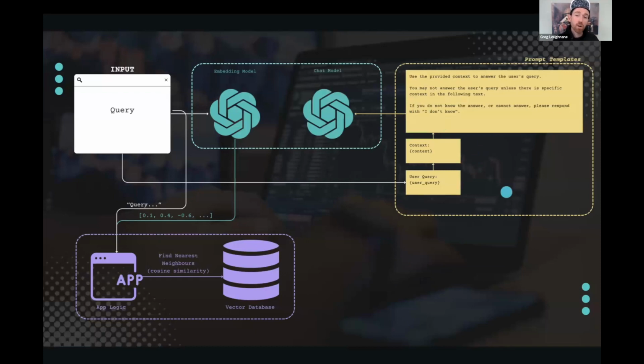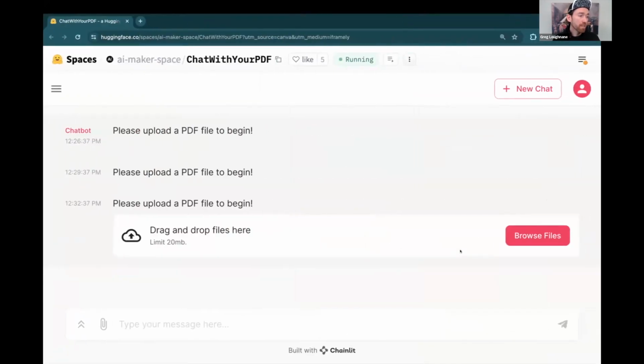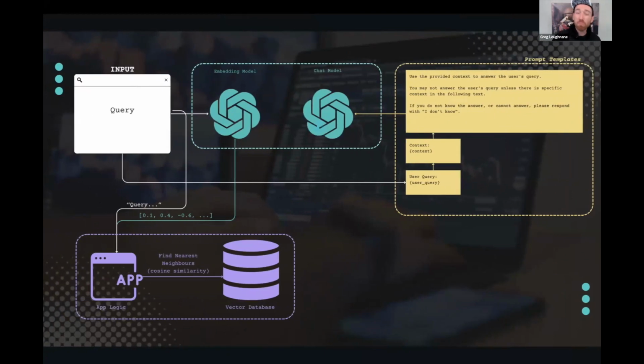So we've got our query, we go to find similar stuff. We're setting up now our prompt template. That's what we're going to talk about next. It might say something like, use the provided context to answer the user's query. You may not answer the user's query unless there is specific context in the following text. If you do not know the answer or cannot answer, please respond with, I don't know. Now, you'll remember that it was directly in the prompt playground that we were able to see this exact prompt that we used in the Chainlit application.